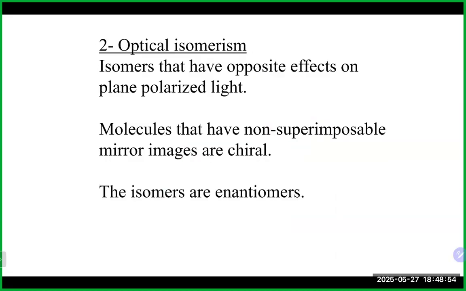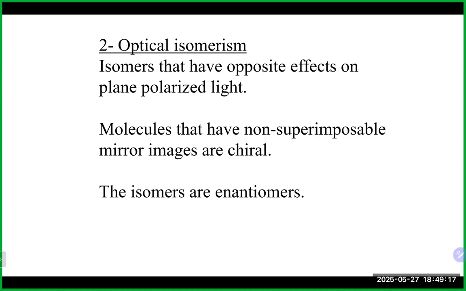Now, optical isomers are isomers that have opposite effect on plane polarized light. They are molecules that have non-superimposable mirror images. Those are what are referred to as being chiral compounds. And typically, a lot of chiral compounds, for example in organic chemistry, have a chiral carbon. And what that usually means is it has 4 different groups attached to it.